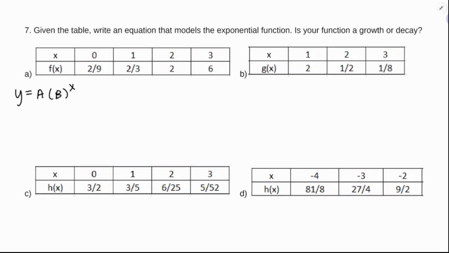For the one on the left, we're going to be able to just read that off real quick. Right here, we're seeing a equals 2/9. Over here, 0 and 3/2, I'm going to say a equals 3/2. And then to find b, we think about what we are multiplying by each time we increase x by 1.